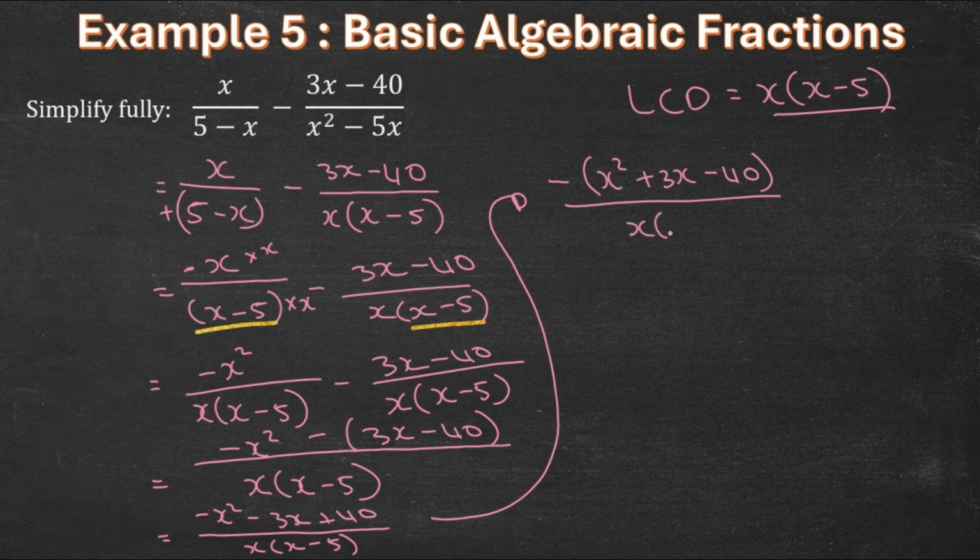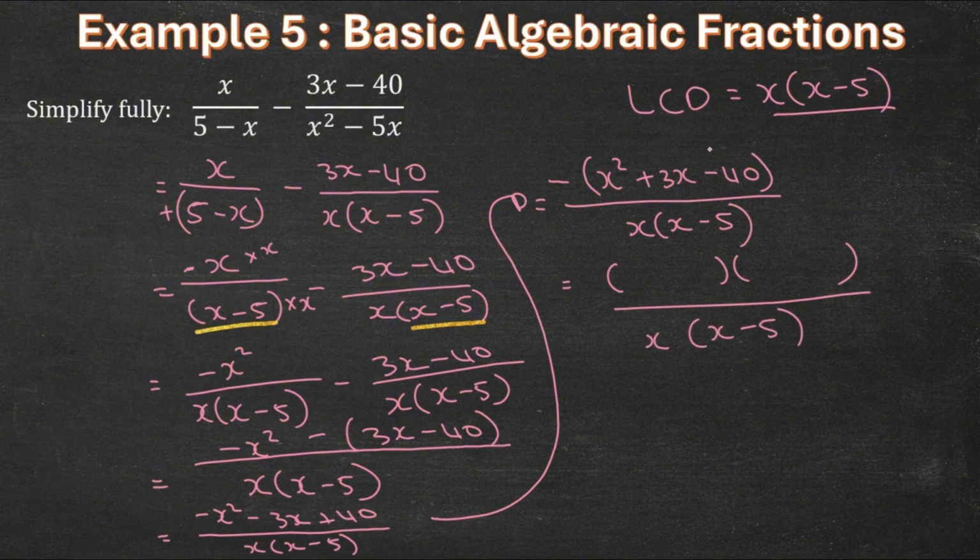And I'm going to say x minus 5. Because if I multiply this minus back into the bracket, the negative times the positive x squared will give me negative x squared. Negative times positive 3x gives us negative 3x, and negative times negative 40 will give me positive 40. Okay, now we're going to try and factorize this. Oops, I forgot to write the equal sign. Equals, let's factorize this over x minus 5.